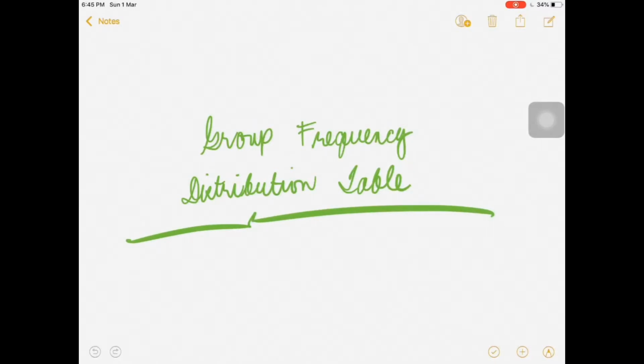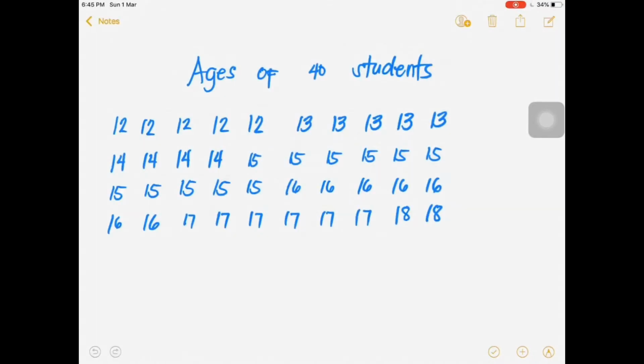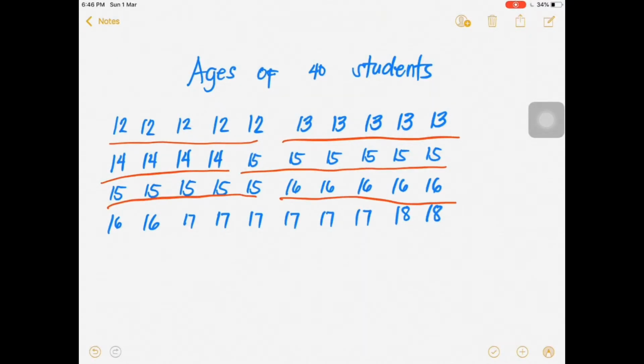Today I will be discussing how to make a group frequency distribution table. Our data is the ages of 40 students. Ages of 40 students are 12, 13, 14, 15, 16, 17, and 18.